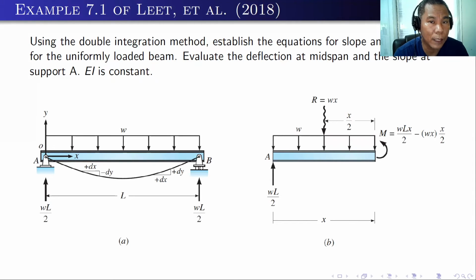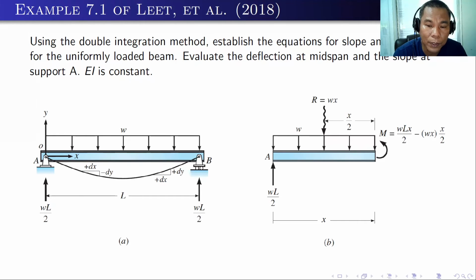That would be the reaction at both supports. That's WL over 2. So the right hand side diagram, we need to cut at a portion of the beam. Again, in determining the moment equation, you have to make a cut. Okay, method of section. You can cut, then you can just choose the left hand portion of the beam or the right hand portion. In this case, it's easier to use the left hand portion of the beam.